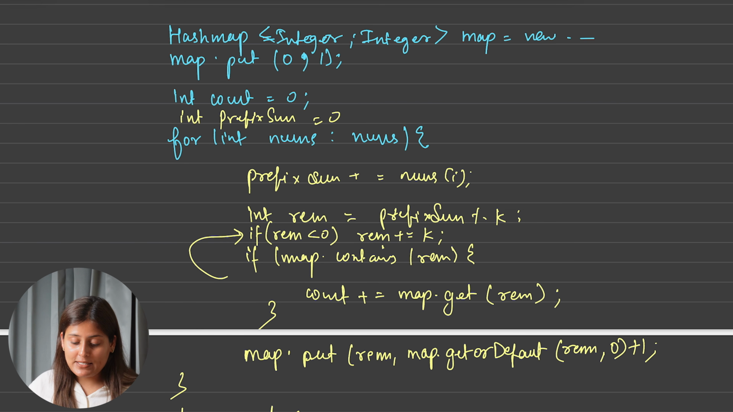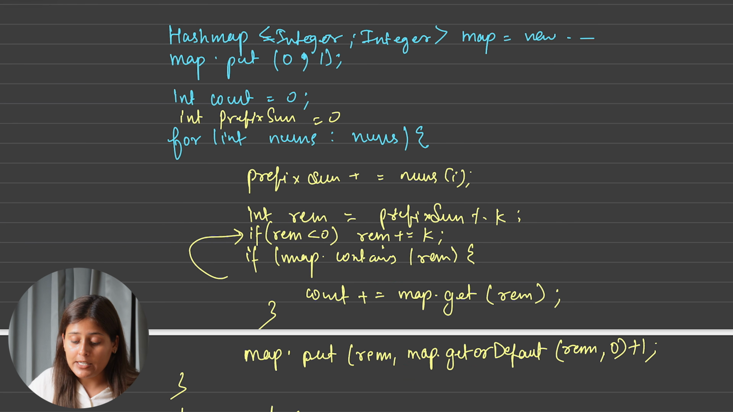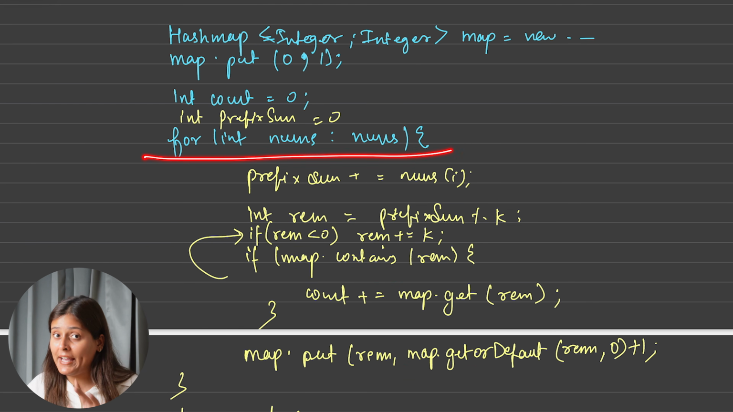Now let's see the time complexity. We are using only one for loop, correct? And inside this we are using a map, and even though we are using the contains key method or get or default, it will take only O of 1 time complexity. So time complexity will be O of n only.